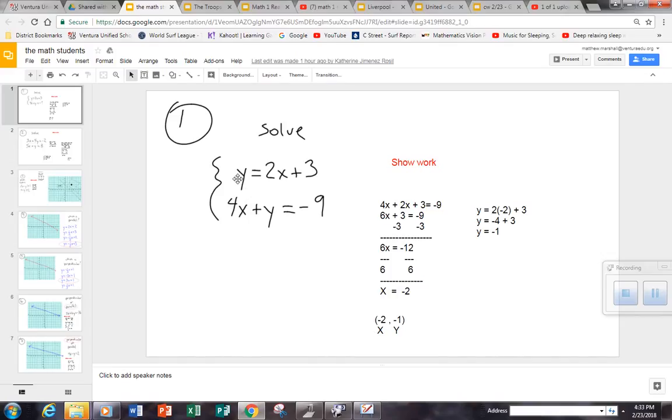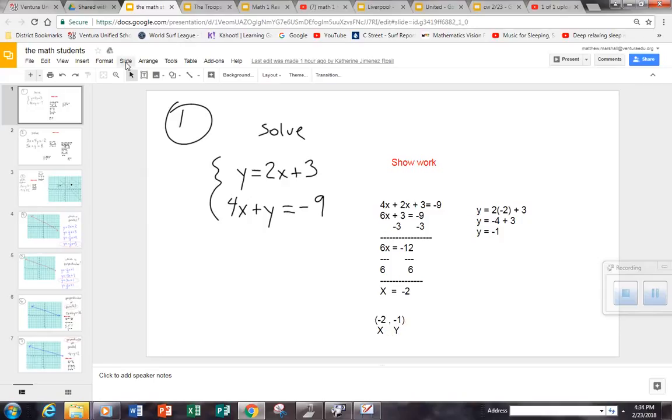Go back to the easy one, solve for y, and where there's an x, plug in that negative 2. So I have y equals 2, and where that x used to be, I plug in negative 2 in there, and I get negative 4 plus 3. So y equals negative 1, written as a coordinate, is negative 2, negative 1.